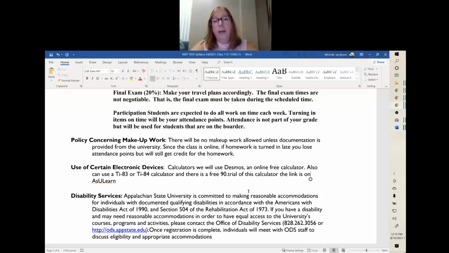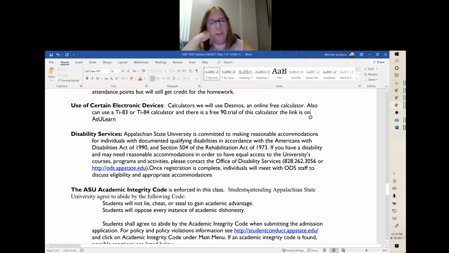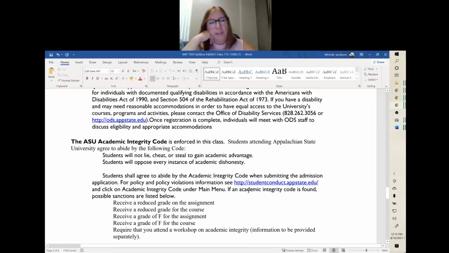If you do want to buy one, I bought extras on eBay and I got them for around $50, TI 83. So you could try that also. Disability services, integrity code, those you can read yourself.